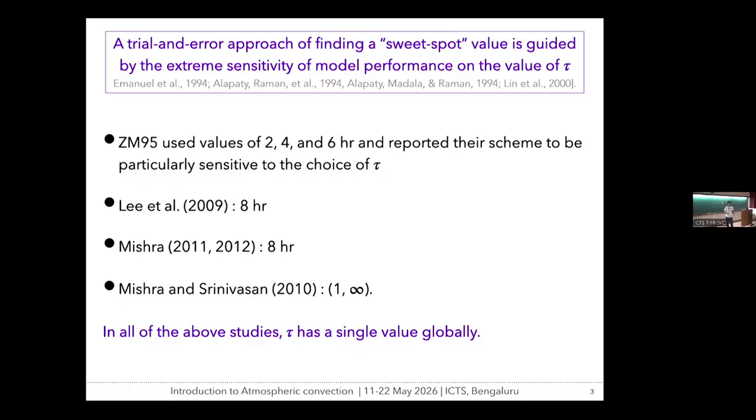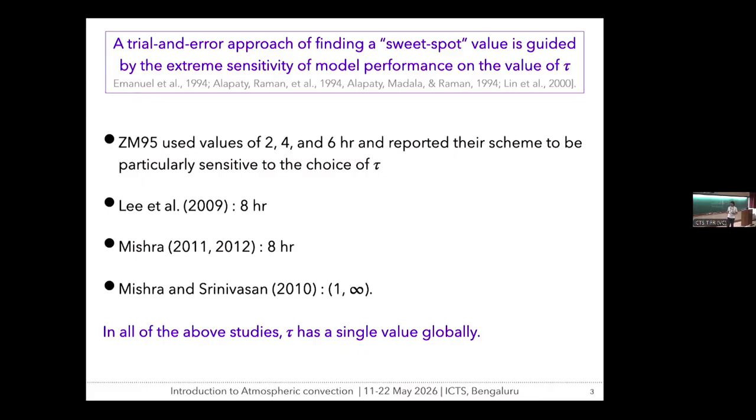Mishra, in his 2011 and 12 paper, tried 8 hours for CAM, and he looked at some monsoon features and equatorial wave features. And this was the extreme of all: they tried from 1 to infinity in a CAM aquaplanet. As you can see from these values, from a modeler's point of view, it's a very accommodating variable.